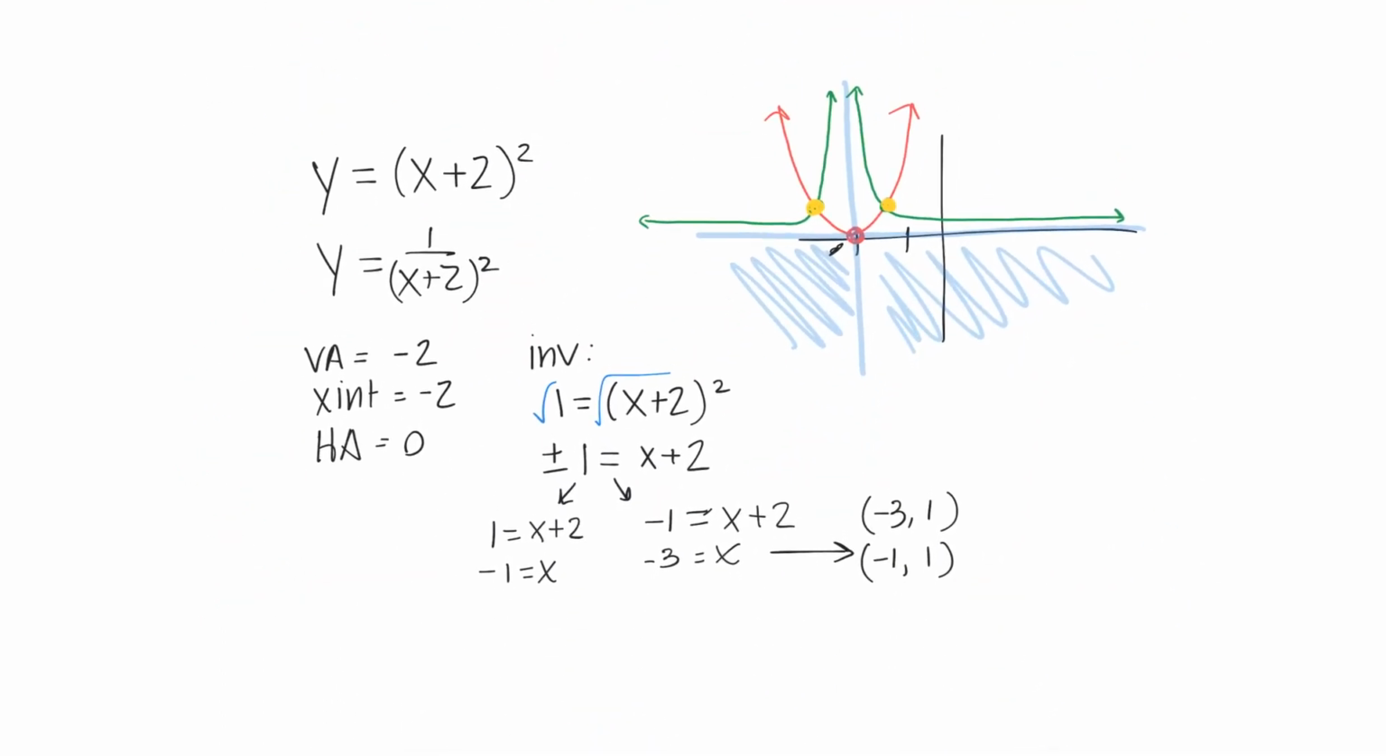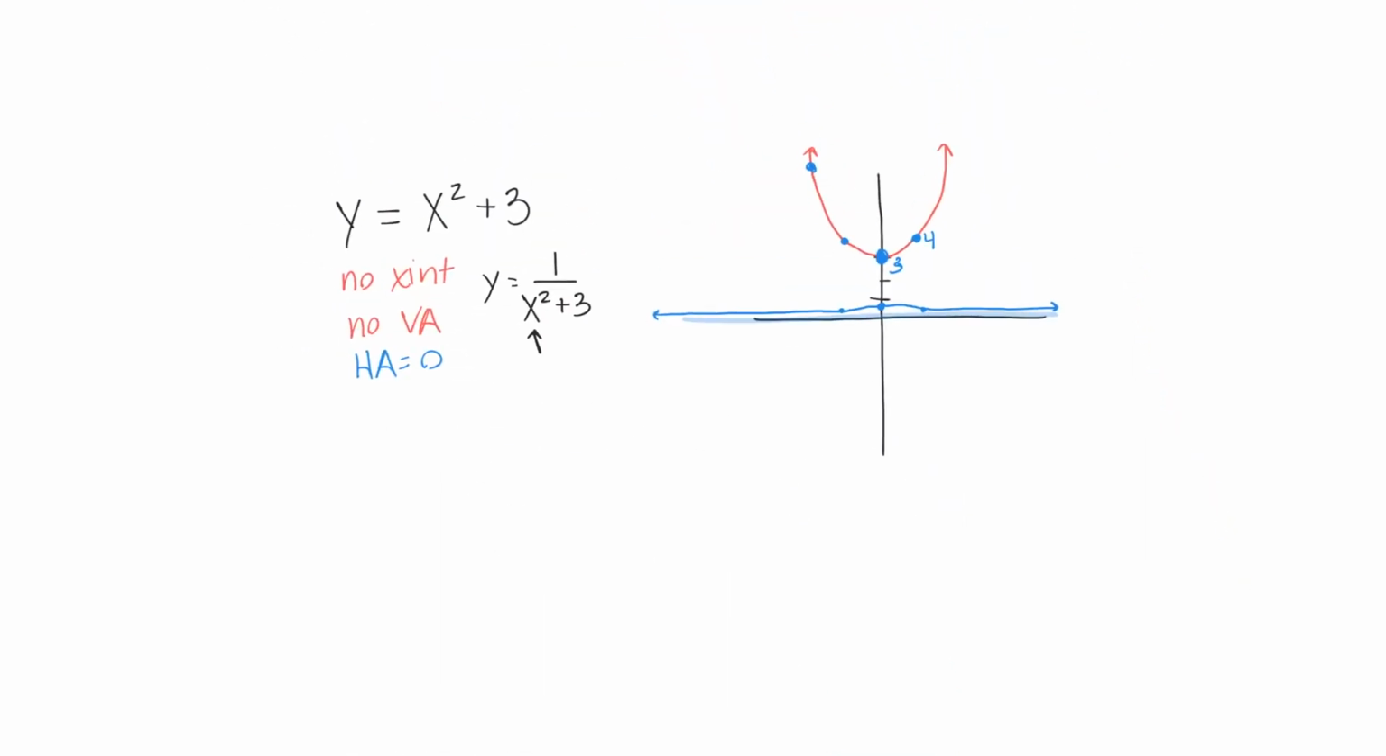1 looks like this. It can be negative also. This one just happens to be positive. And no x-intercepts looks like this, and you get a blip.